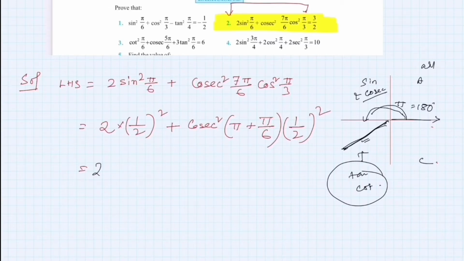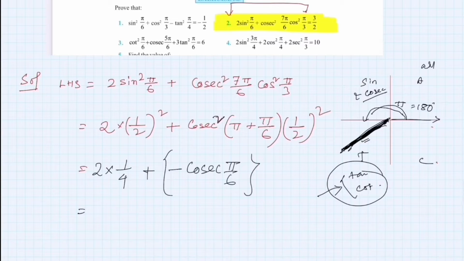So here this is 2 into 1 by 4. You can see in the third quadrant, other than tan and cot, the values of other trigonometric ratios are negative. So the value of this trigonometric ratio must also be negative. So here we will get minus cosec, as pi is an even multiple of 90, so cosec remains cosec, cosec pi by 6. Here you see this is squared, that's why we can write whole square into 1 by 4.